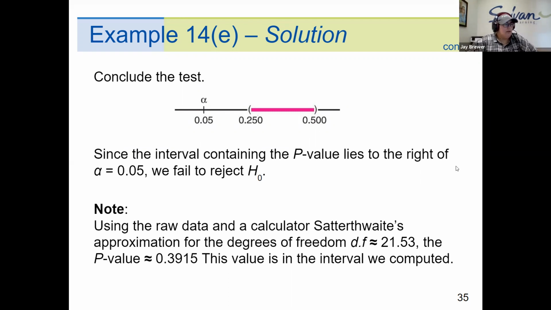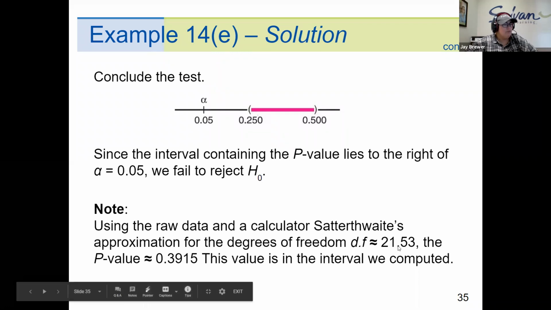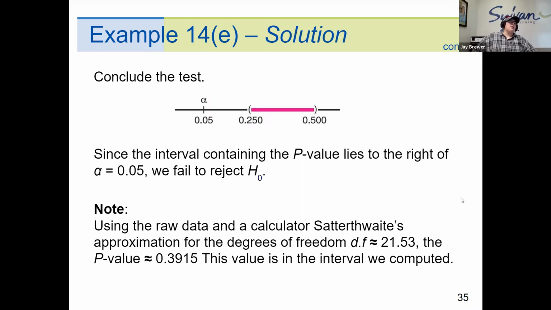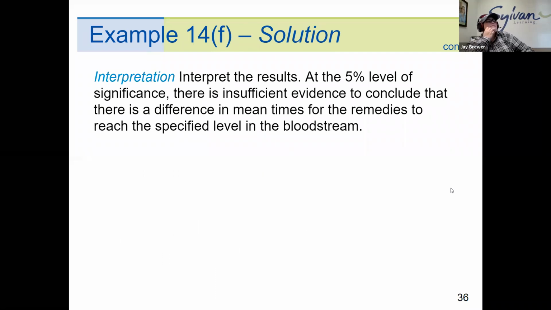Using the raw data, a calculator approximation for the degrees of freedom is roughly 21.53, and the p-value is roughly 0.3915. This value is in the interval we computed. So what does this mean? At the 5% level of significance, there is insufficient evidence to conclude that there is a difference in mean times for the remedies to reach the specified level in the bloodstream.